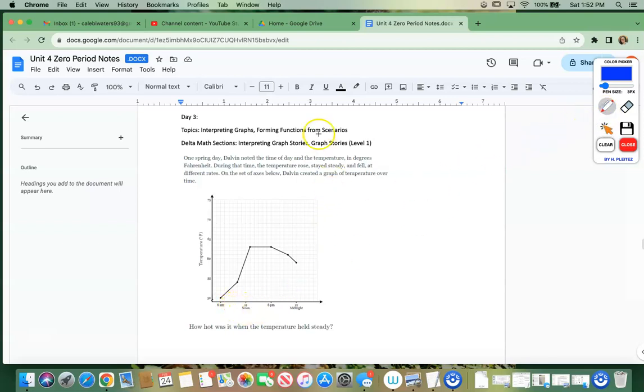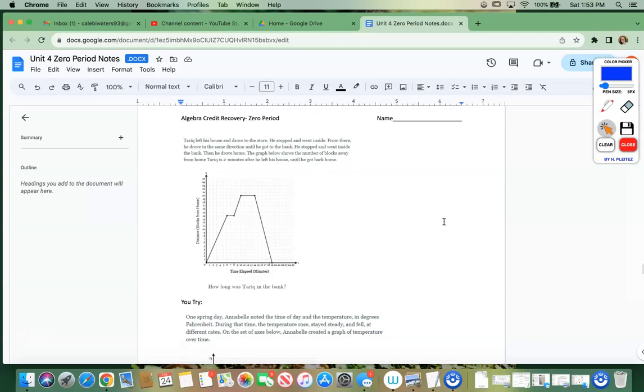So the question is, how hot was it when the temperature held steady? So here's time, here's temperature. Well, look for when it held steady. That would mean it's a flat line. So like right here to right here, it was steady during that whole time. Looks like from about 12 o'clock or so to about 6 o'clock or so. But I want to know how hot was it. So what you got to do is trace your line over. Looks like I'm getting 63 degrees Fahrenheit. Okay. And so that's how hot it was when it held steady. It's just 63 degrees outside. Okay, so that's how you'd interpret that graph.